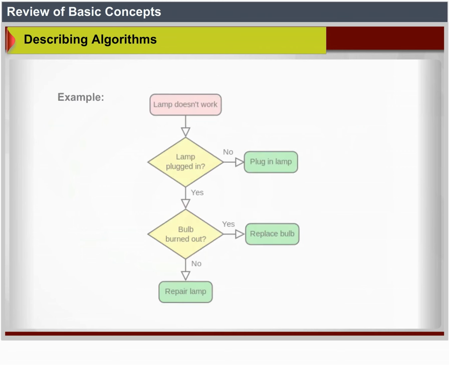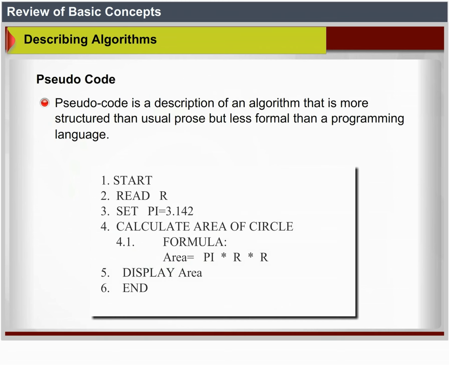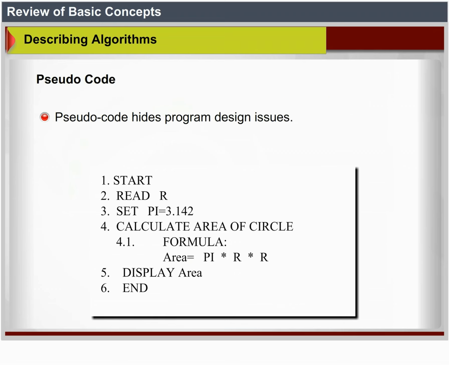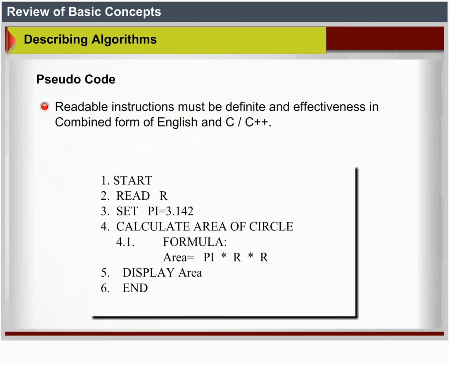Pseudocode. Pseudocode is a description of an algorithm that is more structured than usual prose but less formal than a programming language. Pseudocode hides program design issues. Readable instructions must be definite and effective, in a combined form of English and C or C++.